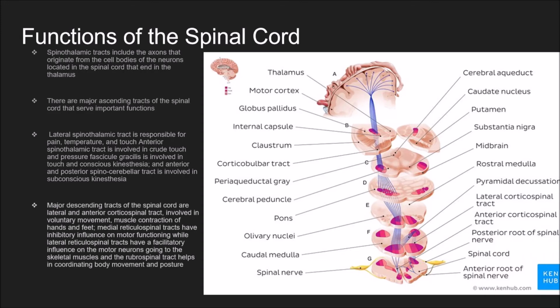Major descending tracts of the spinal cord are lateral and anterior corticospinal tract, involved in voluntary movement, muscle contraction of hand and feet. Medial reticulospinal tracts have inhibitory influence on motor functioning, while lateral reticulospinal tracts have a facilitatory influence on the motor neurons going to the skeletal muscle, and the cerebrospinal tract helps in coordinating body movement and posture.